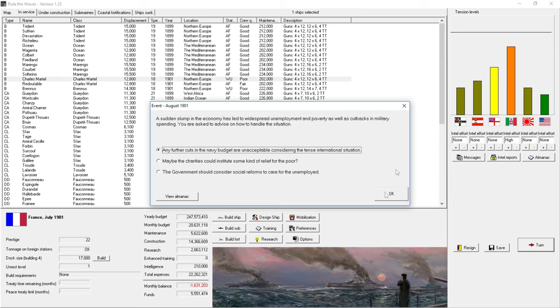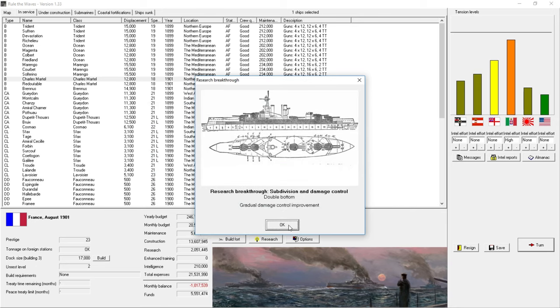I think any further cuts to the Navy budget are unacceptable, considering the tense international situation. I agree with that. I mean, we're almost at war, and I'm not terribly happy with the fleet we have, and we need to build some more ships. So we need to increase our budget. It's cutting our budget anyway, but at least it'll increase our prestige, and who cares about the tensions? Research breakthrough: subdivision and damage control, double bottom, gradual damage control improvements.